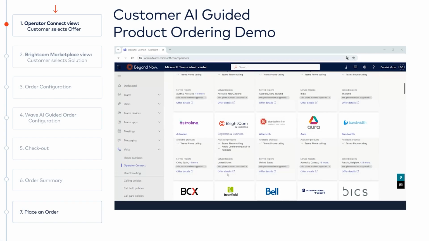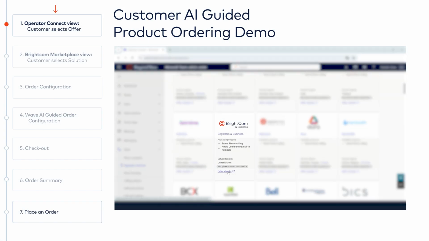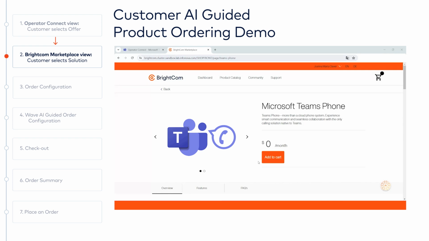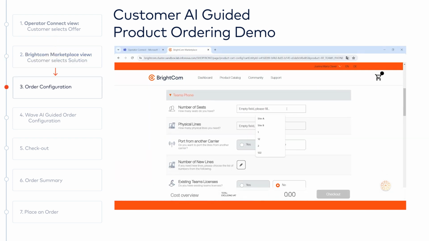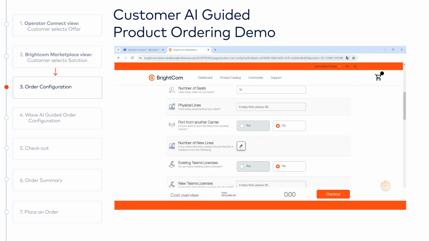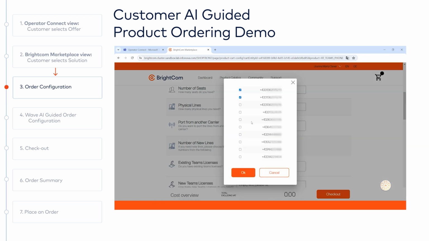In the Microsoft Admin Center, the customers can easily find and select the Teams phone offer. Then, in the Marketplace view, upon selecting the product, they can explore its details and configure and set it up according to their needs.